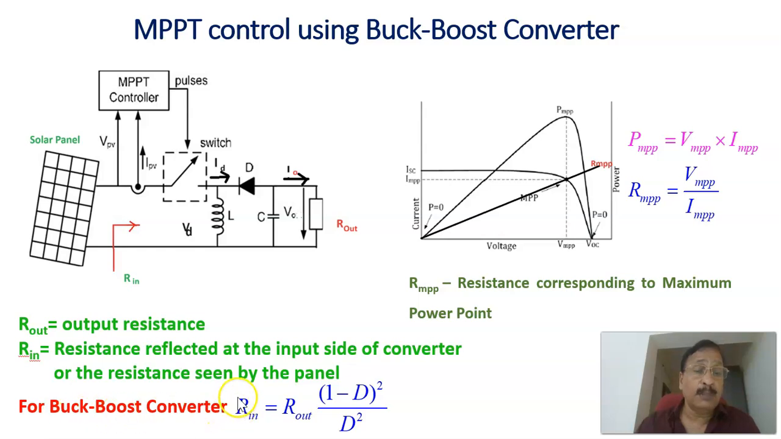For a buck boost converter, as we already derived, R in equals R out into (1 minus D) whole square divided by D square. We will be controlling the duty ratio such that this R in resistance is the same as RMPP. Then it will be working, and the maximum power can be transferred from the solar panel into the load.